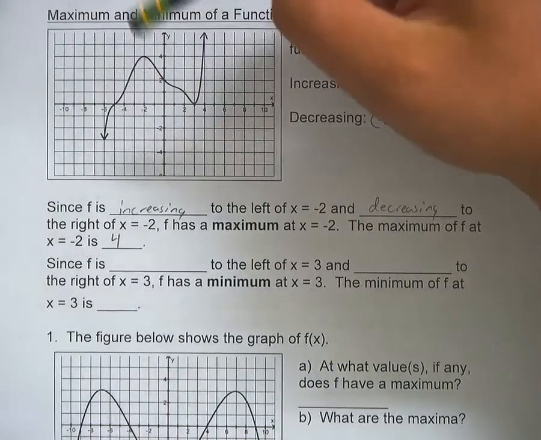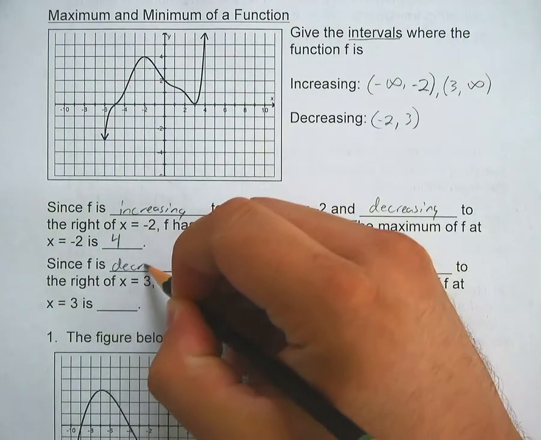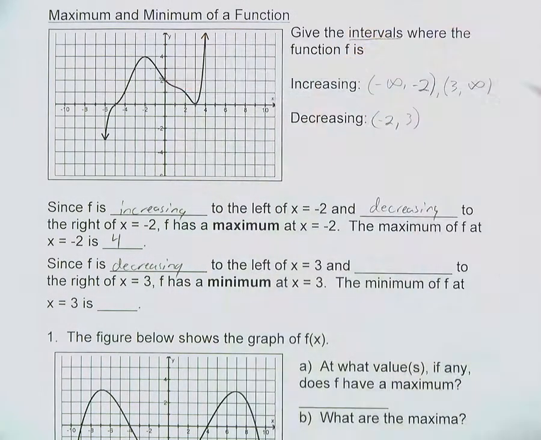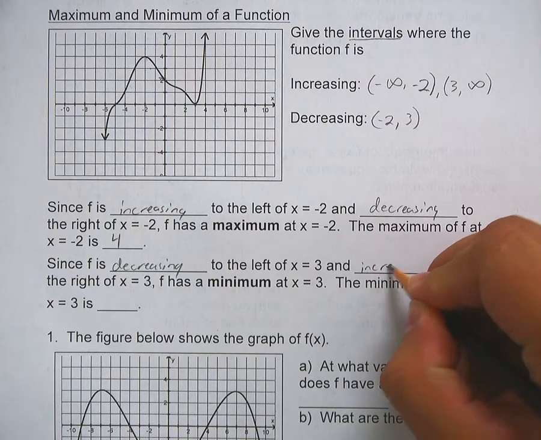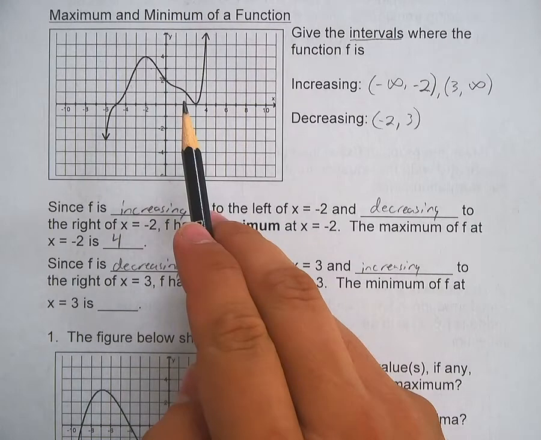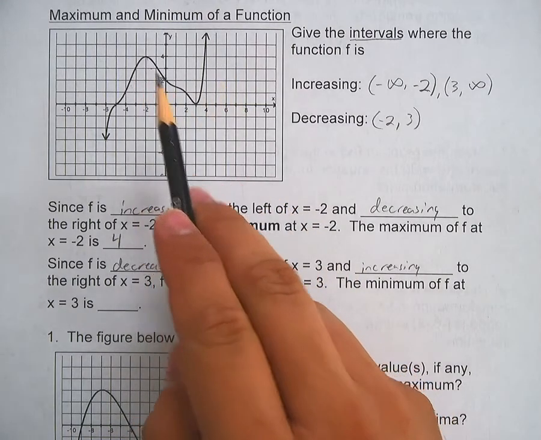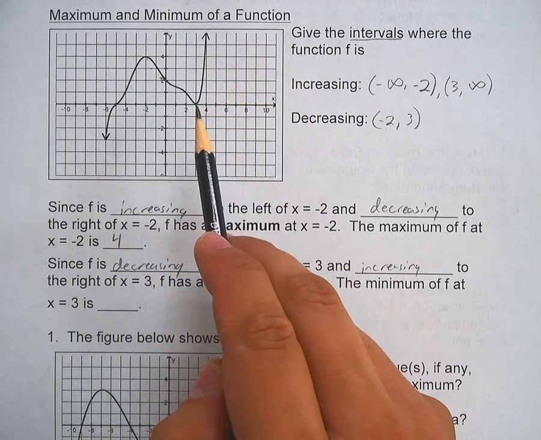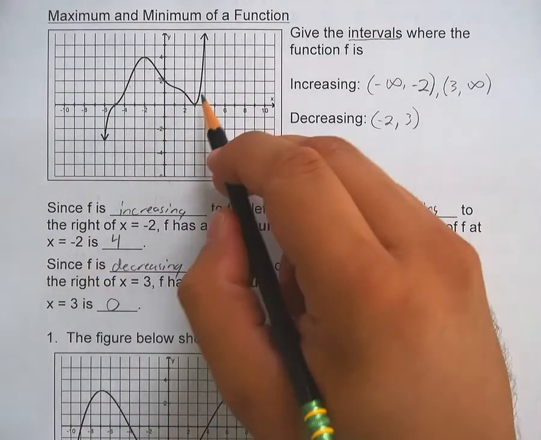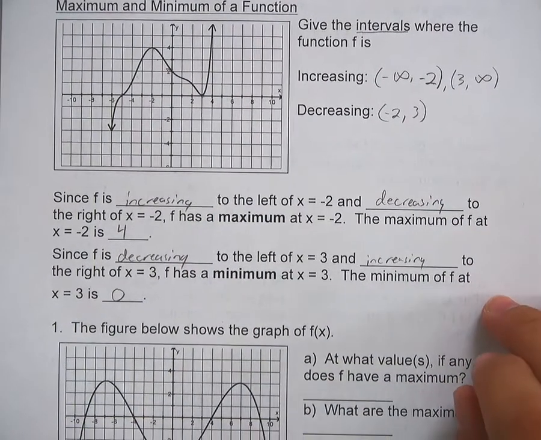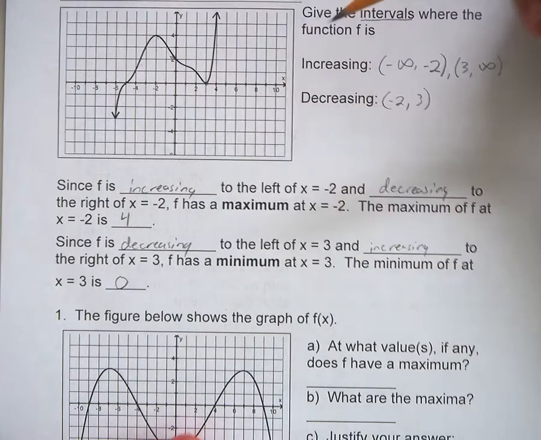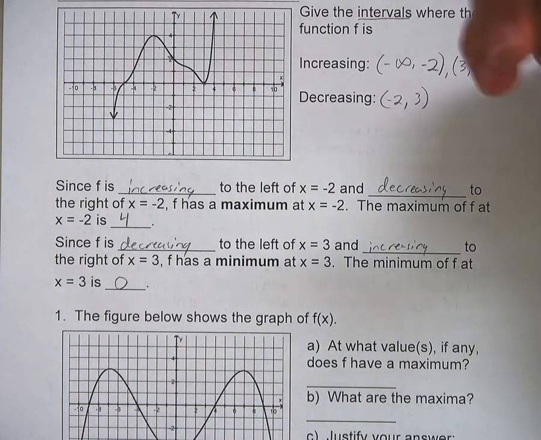Then since f is decreasing here to the left of 3 and increasing to the right of 3, since you're going downhill here and uphill here, you can't go downhill then uphill without hitting a low point. We have a minimum at x equals 3, and the value of that minimum right here is 0. Max and mins are very, very simple to identify. They're the mountaintops and the valleys, the very top of the mountain or the very top of the graph.